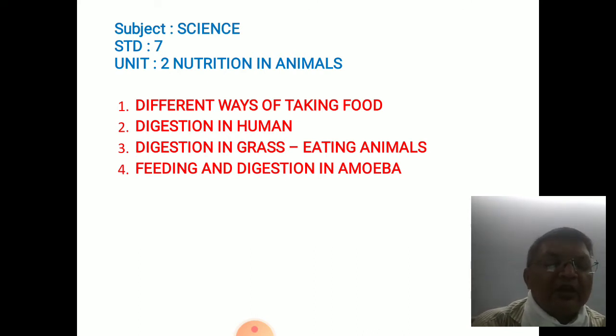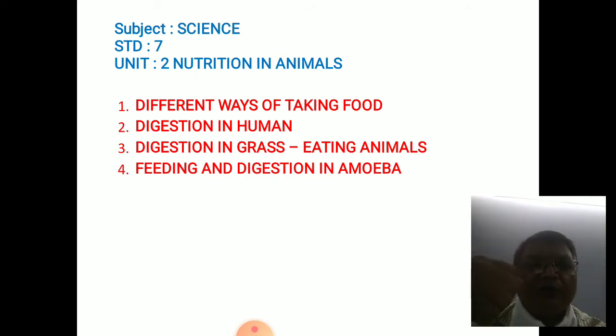But in animals there is no chlorophyll. So animals cannot prepare their own food. Animals depend on others. So it's not autotrophic, it's a heterotrophic mode of nutrition. So in this chapter we will learn about the different ways of taking food, how animals take food in different ways. Because there is a variety of animals on the earth, all do not take food the same way.